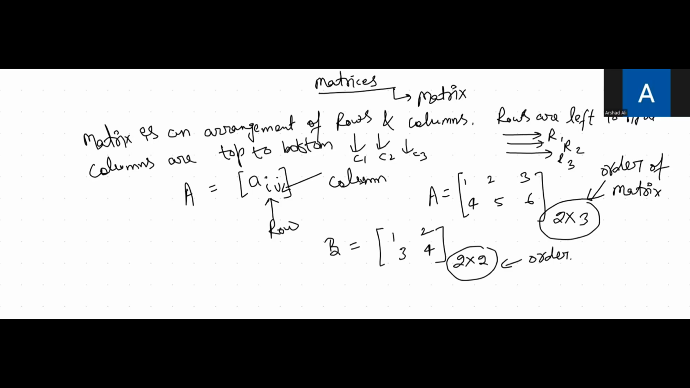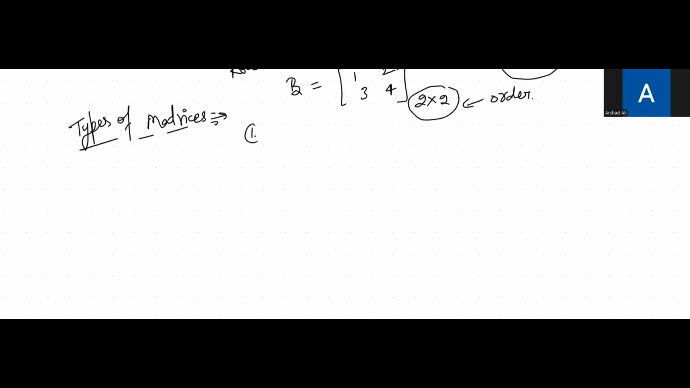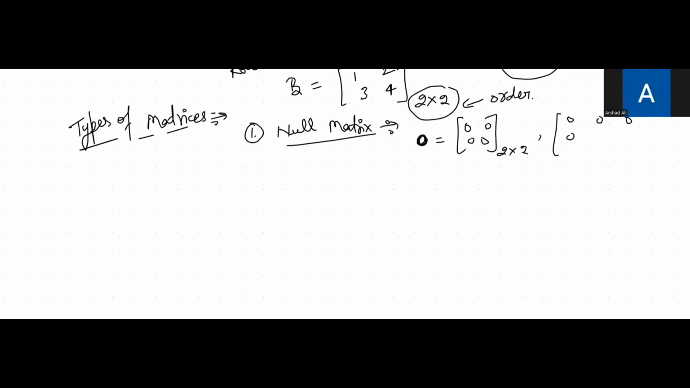Types: null matrix. So what is a null matrix? If all the elements of a matrix are 0, it is a null matrix, denoted by O. Here we can write 0, 0, 0, 0. It is a null matrix of 2 cross 2 order. Another example: nine zeros, a null matrix of 3 cross 3 order.